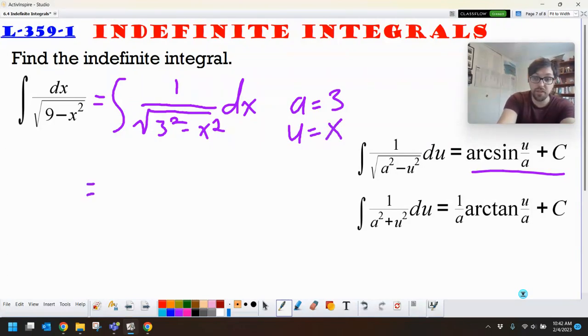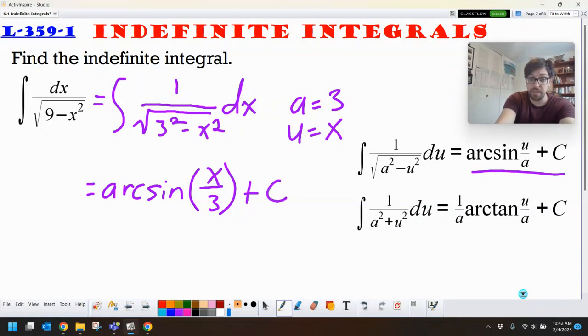So this is going to equal the arcsine of u, which is x, over whatever my a value is, which in this case is 3. This is an indefinite integral, so I need to do this plus c. This same trick, if this was a definite integral, would work. You just wouldn't have that plus c, and you would be able to do that top minus bottom.